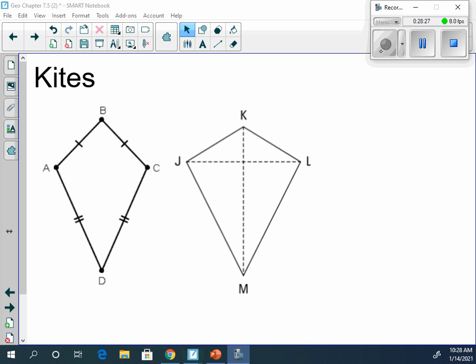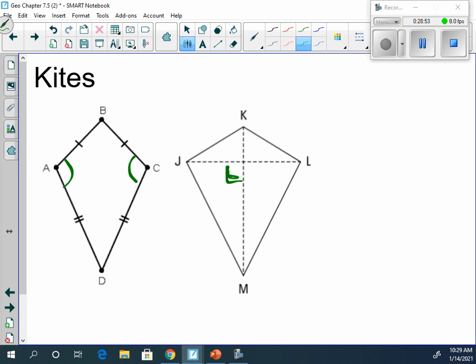So that leads us to this. And this is the last slide, isn't it? Kites. Kites are defined by having two sets of consecutive congruent sides, and the diagonals are perpendicular. That means the diagonals form right angles. We also know that the angles between the non-congruent sides are congruent. And we can also really say that these are congruent and these are congruent here. Yes?